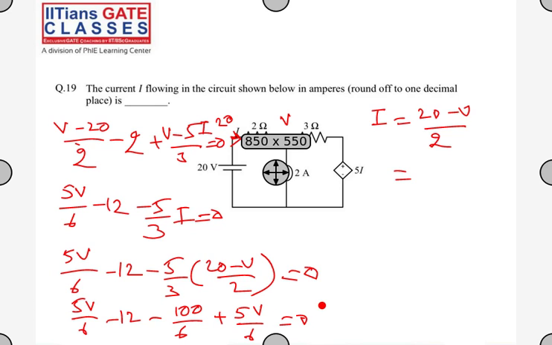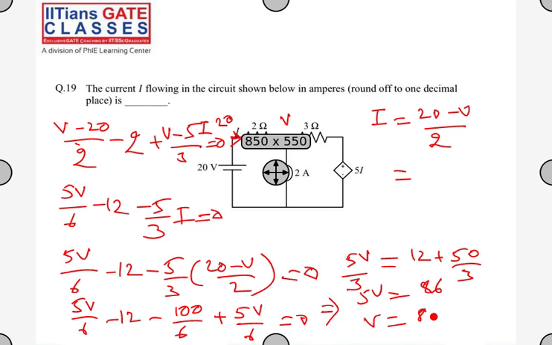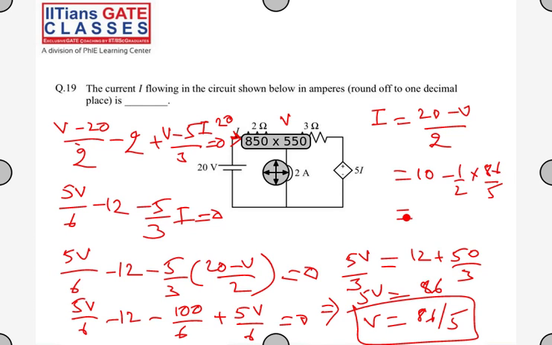From this, what I can write: 5V by 6 plus 5V by 6 is 10V by 6, which is 5 by 3 V, is equal to 12 plus 50 by 3. 36 plus 50 is 86 by 3. So 5V is 86, V is 86 by 5. Then I is 10 minus 1 by 2 into 86 by 5, which is 10 minus 8.6, which is 1.4 amps. Is it clear? Is it clear?